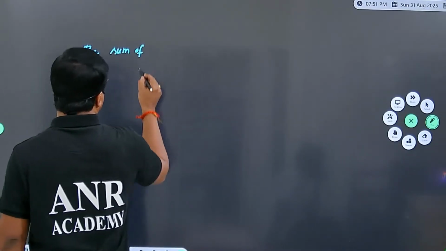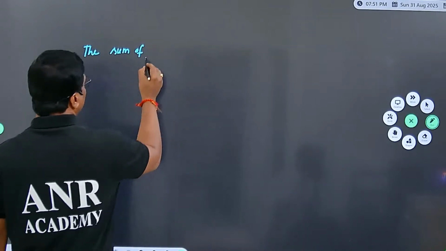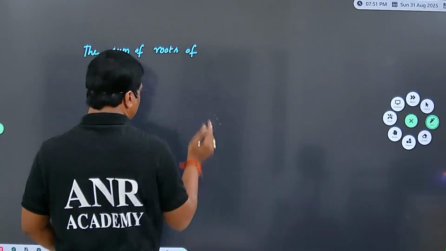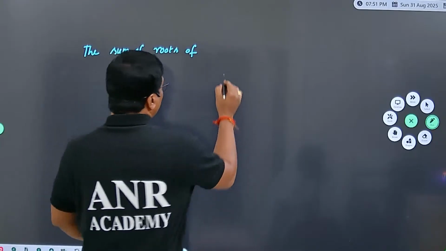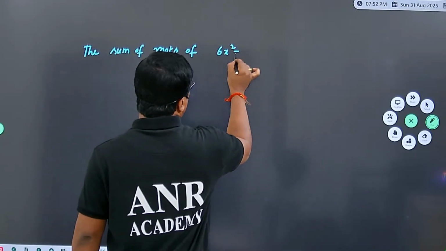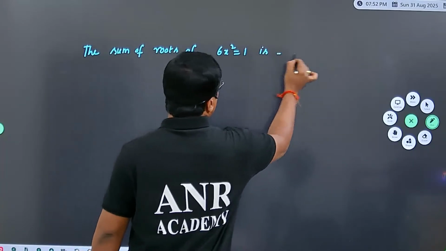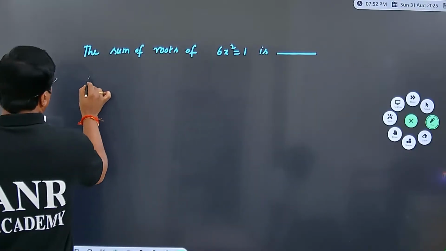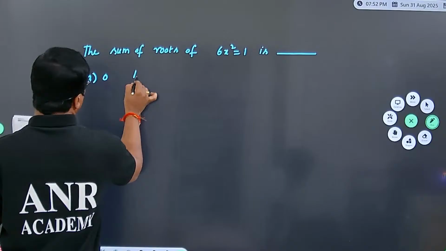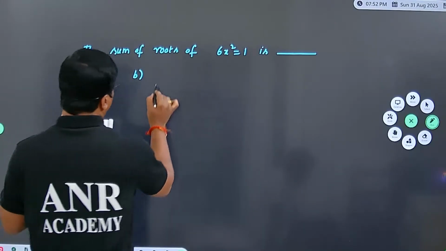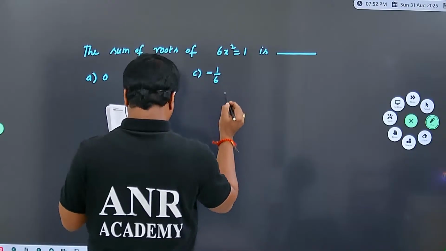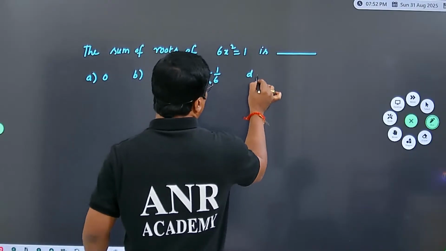Based on the sum of roots concept, find the sum of roots of 6x square equal to 1. This is the question, and options are given. First option 0, second option 1 by 6, third option minus 1 by 6, and fourth option 6.